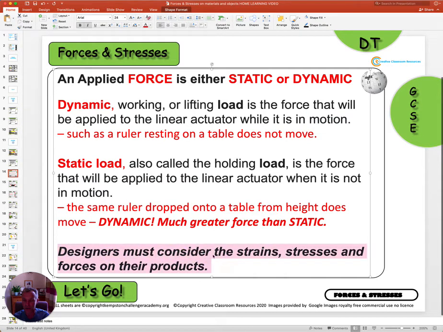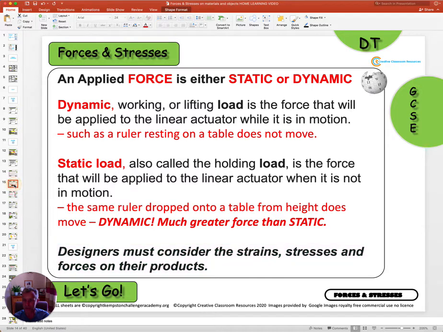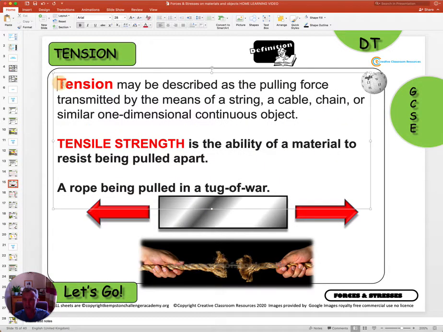Designers must consider the strains and stresses on forces of all the products that they design. So we're going to go through just the forces. So tension may be described as pulling, the pulling force transmitted by means of a string or cable or chain or a similar one-dimensional continuous object. Okay, so tension is where something is being pulled apart.